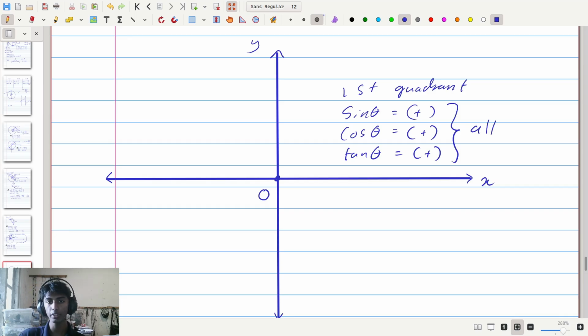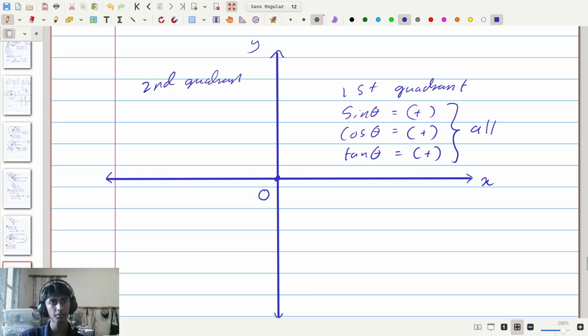Note that within the first quadrant, the angle theta is between 0 degrees and 90 degrees. So the first quadrant is the angles 0 degrees up to 90 degrees, non-inclusive. The next quadrant over in the anticlockwise rotation is what we call the second quadrant.